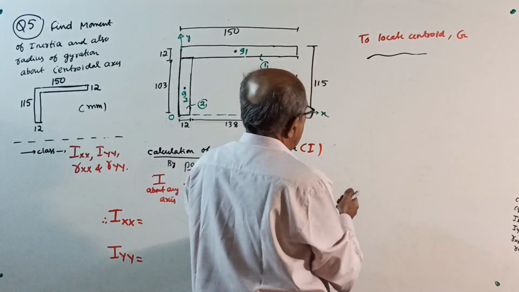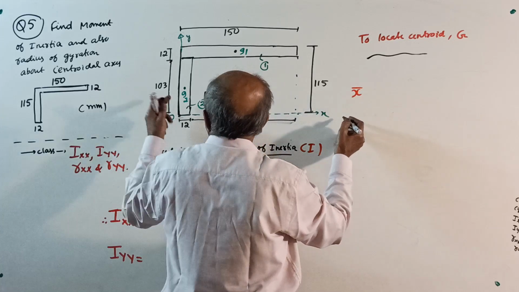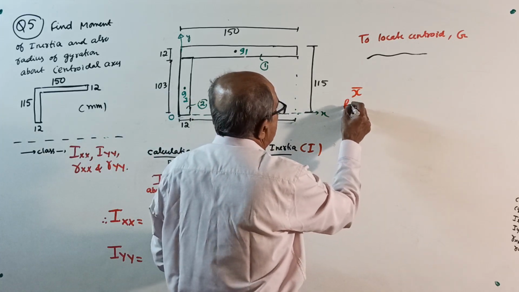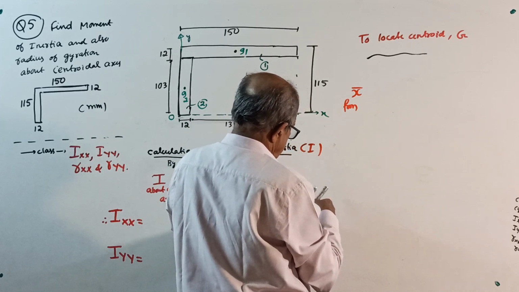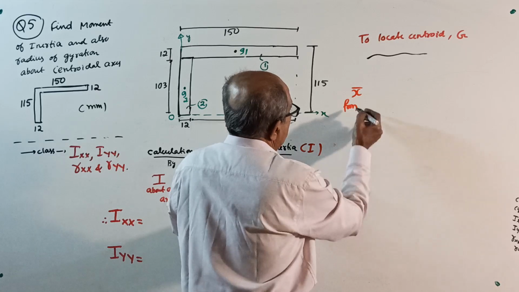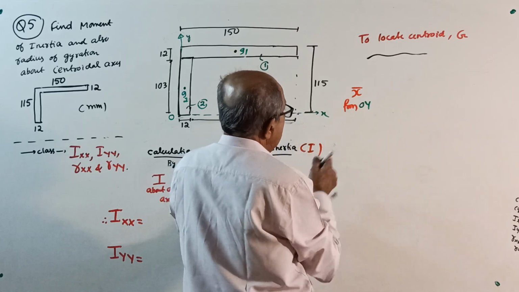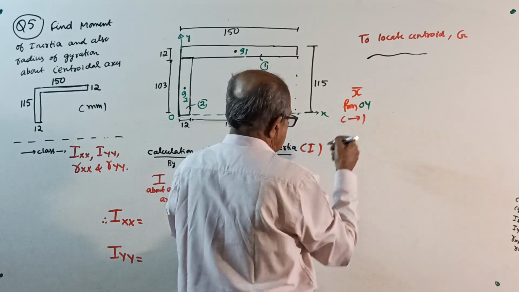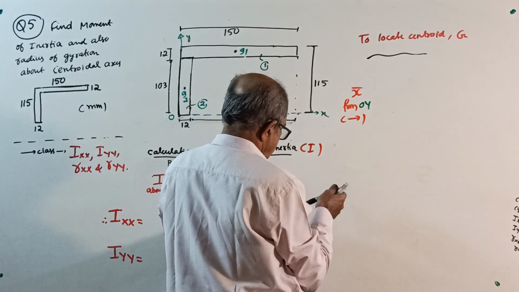Therefore, x bar from the reference OY axis. This color problem is there for me. From OY, how? x bar you are taking to the right side. Okay, equal to, start calculating.